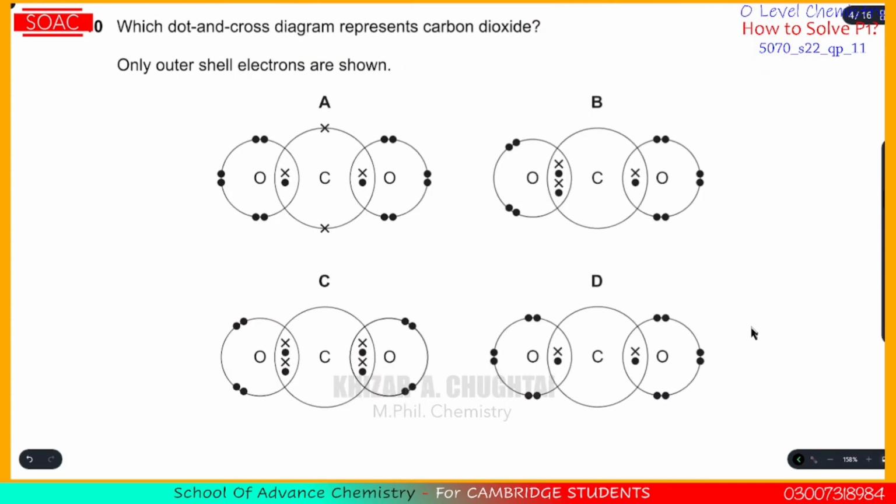Question number 10. Which dot and cross diagram represents carbon dioxide?